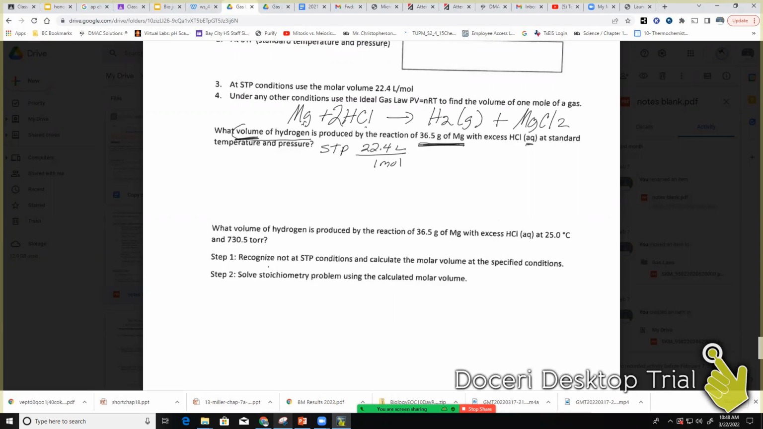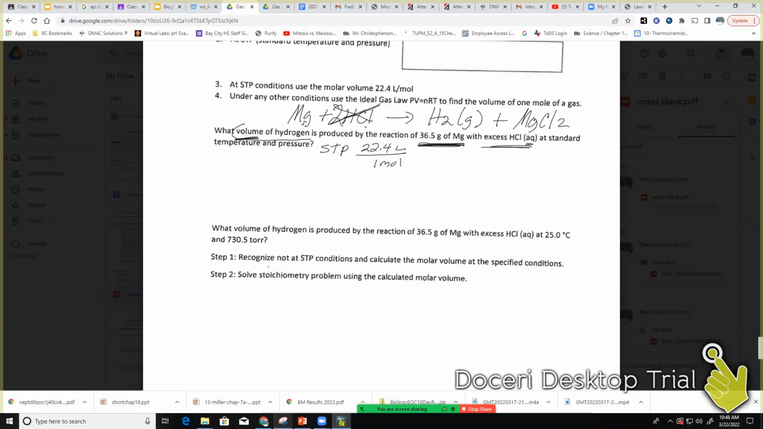All right, so it says that I have 36.5 grams of magnesium with excess hydrochloric acid. Remember, that's just telling me that it's not a limiting reactant problem. So I'm not worried about hydrochloric acid in this one. There's a whole bunch of that.